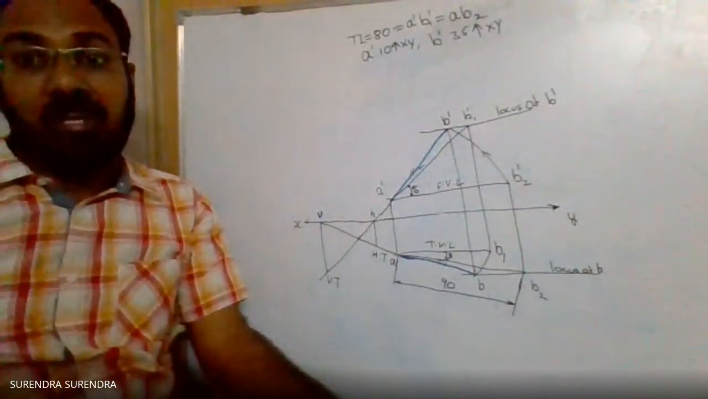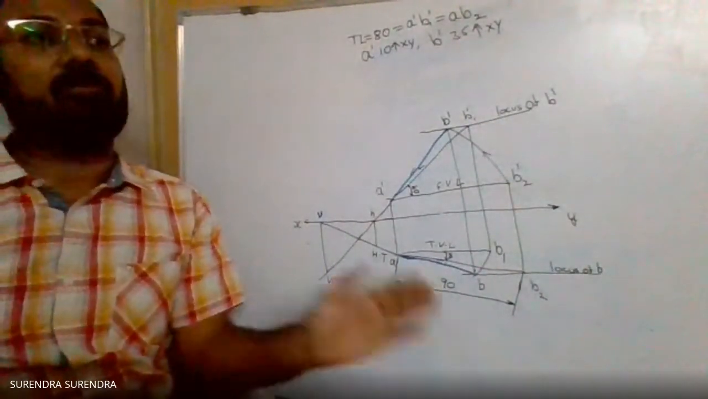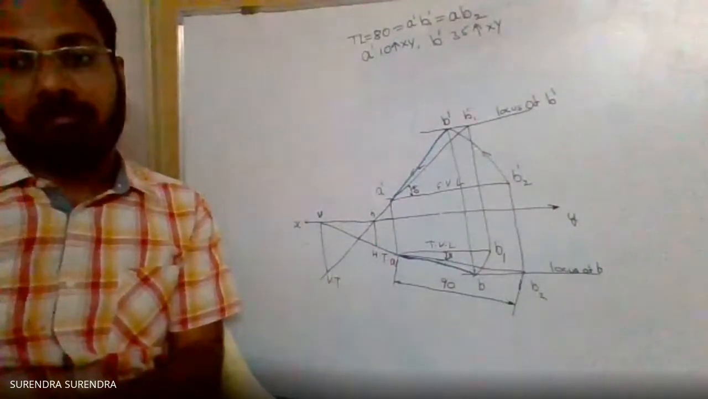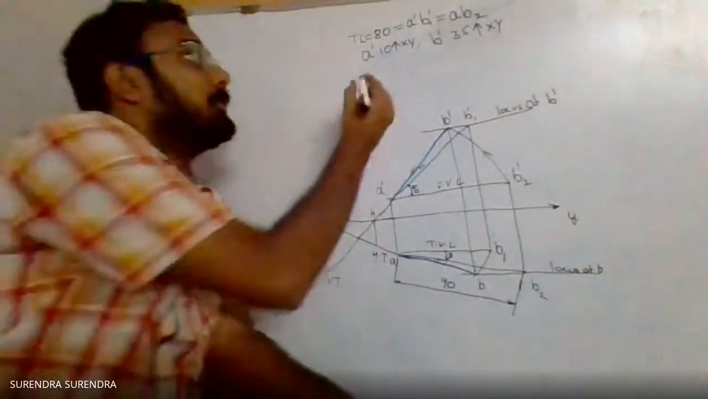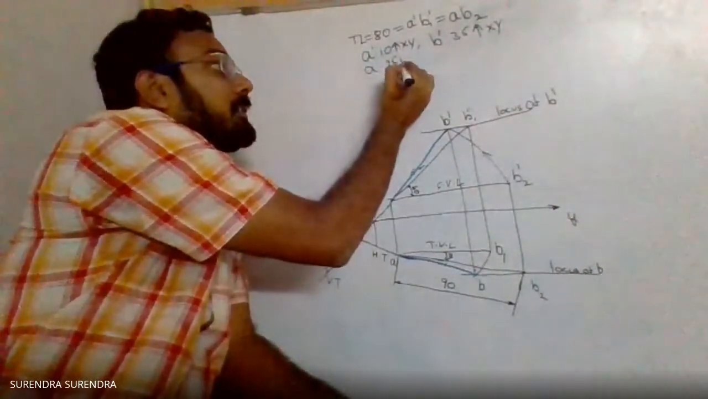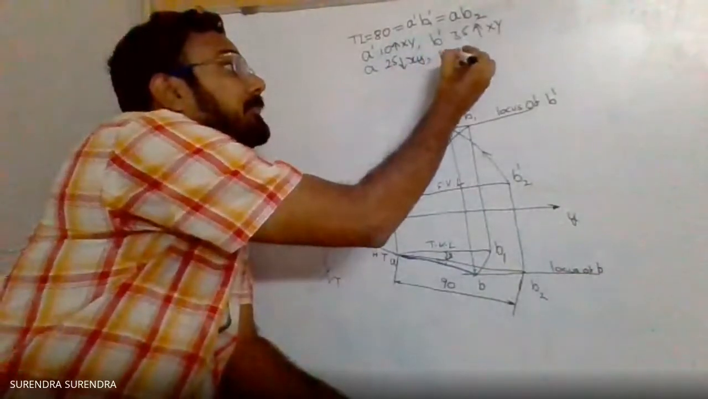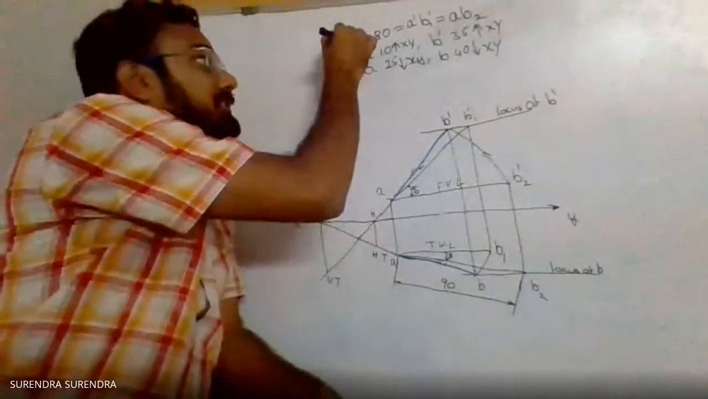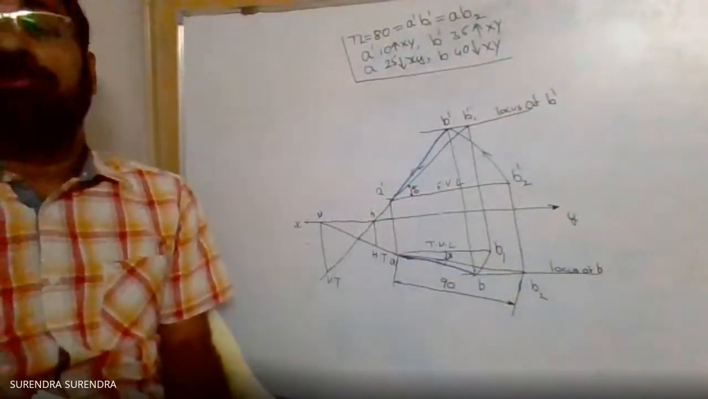Next, 25 mm and 40 mm from the vertical plane. So the default is in front of the vertical plane, first angle projection. So it is 25 mm and 40 mm from the vertical plane. So A is 25 mm below XY and B is 40 mm below XY. So with this data, he is asking to complete the problem.